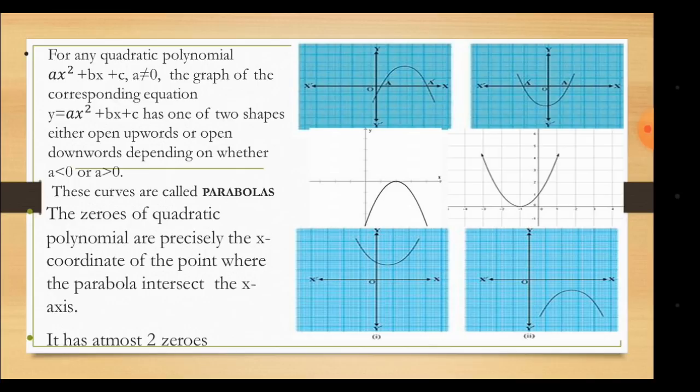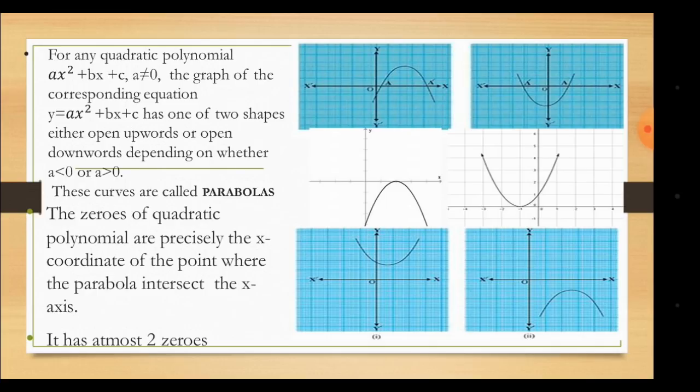Then see the second point. The zeros of a quadratic polynomial are precisely the x coordinates of the points where the parabola intersects the x-axis. As you know, what is meant by zero of a polynomial? Where the curve intersects the x-axis, the x coordinate of that point is called a zero of the polynomial.